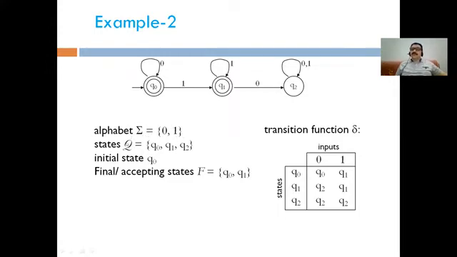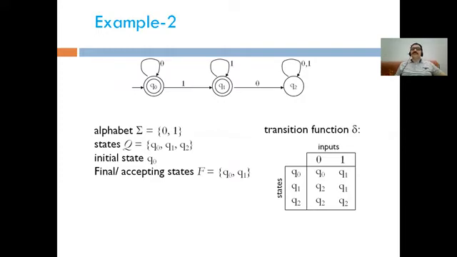And total Q is the finite set of states. So the total number of states are Q0, Q1, and Q2. There are 3 states in this diagram, so we can write here Q0, Q1, and Q2. And as I already told you, the initial state is Q0. The initial state will always be a single state.